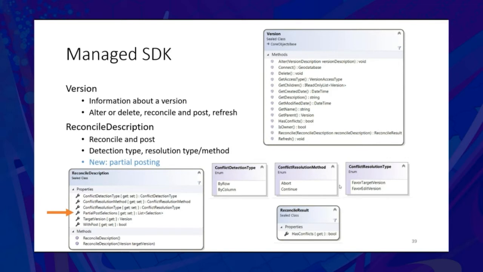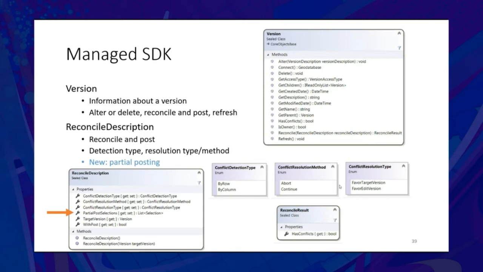And the reconcile description is also used in conjunction with a version that allows you to specify how you want to do conflict detection. Do you want it by column, where conflicts are detected if the same attribute is updated in both versions, or you want it by row, where conflicts are detected if the same row is updated in both versions? You can also specify the conflict resolution method, the two ones there being abort, which means it'll stop the reconcile if conflicts are detected, or continue, which means that it will continue the reconcile if conflicts are detected.